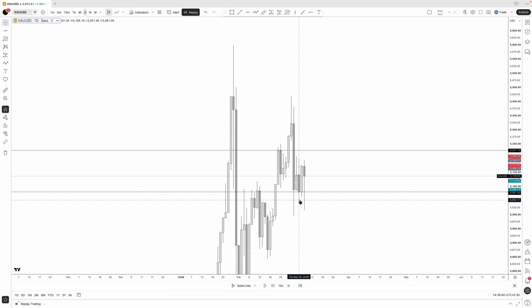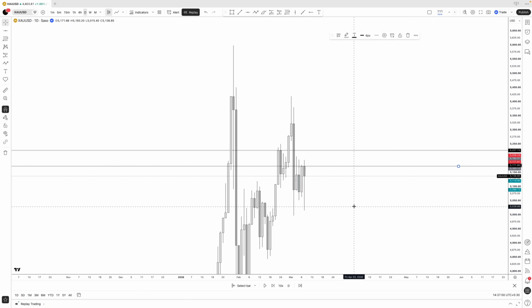Just because it ran below this wick, it doesn't mean that the support is broken, because price never closed below this area. Only if it closes below this area, this support would turn into a resistance. But right now we can say that price has respected the daily support. And we also have a new resistance here on the daily time frame. So let's see what happens.